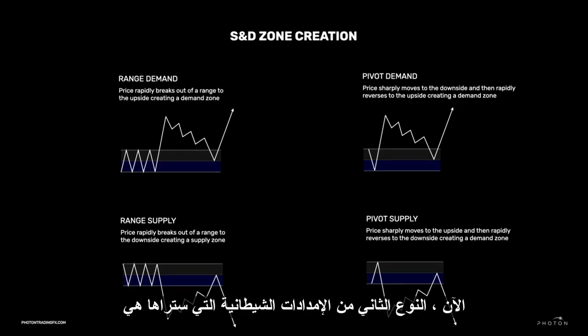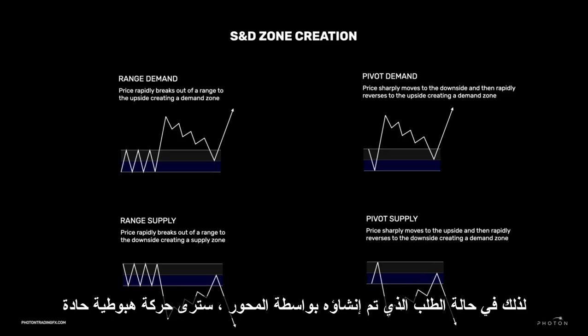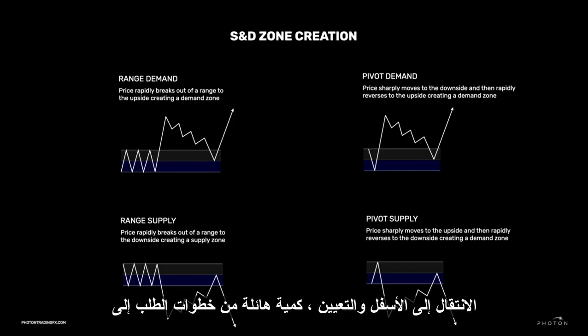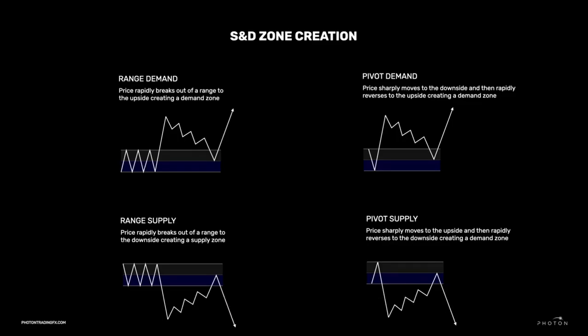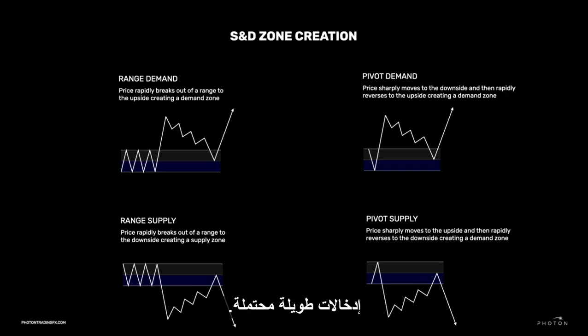Now, the second type of demand and supply zone that you will see is pivot created zones. So in the case of pivot created demand, you will see a sharp down move followed by a sharp retrace to the upside. So what's happening here is that supply is in control as price is moving down, and then suddenly an overwhelming amount of demand steps into the market, causing price to then rapidly reverse to the upside. And that creates that demand zone that we are now interested in, and we wait for price to return to that pivot demand zone to look for potential long entries.